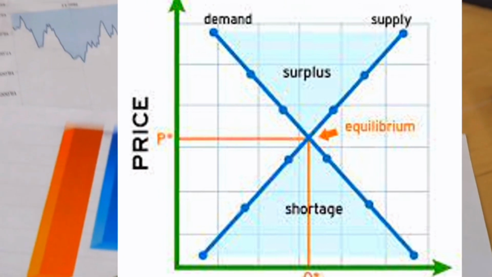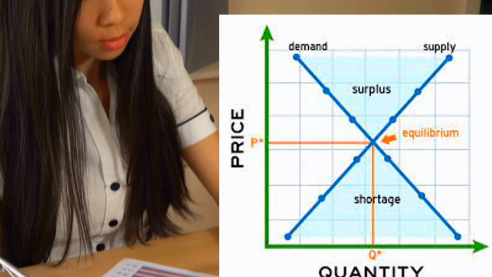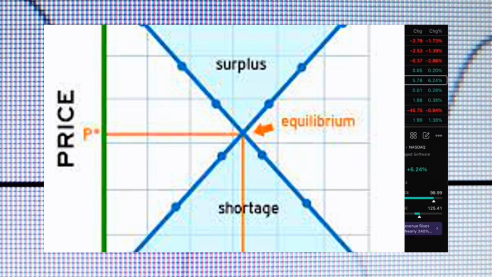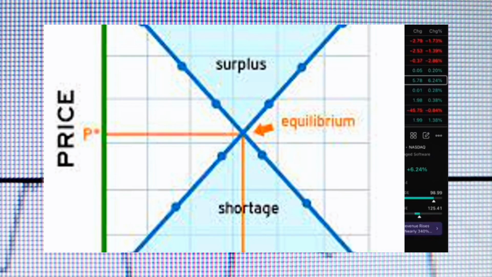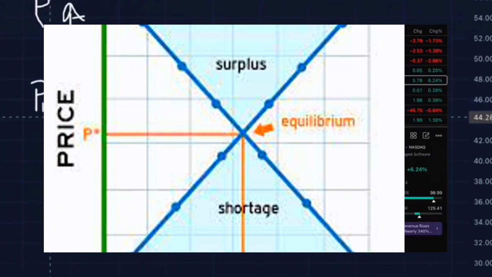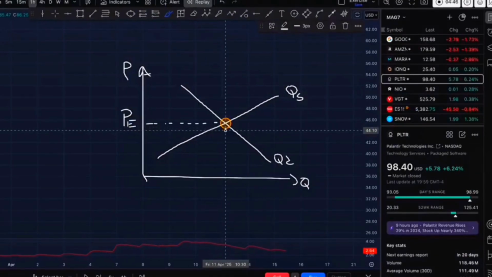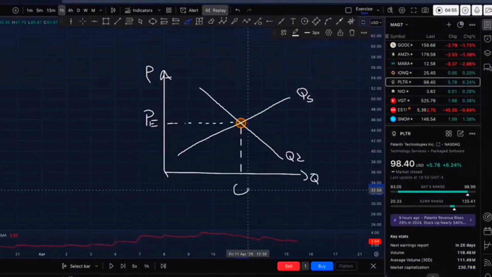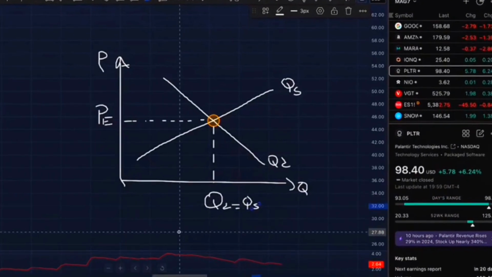Here, for example, if we want to find the equilibrium price, we have to come to this point here. This is the equilibrium. If we project this point with the dashed line to the y-axis, price, we will have the price at the equilibrium. And projecting this to the quantity x-axis, at this point we will have quantity demanded equal to quantity supplied.